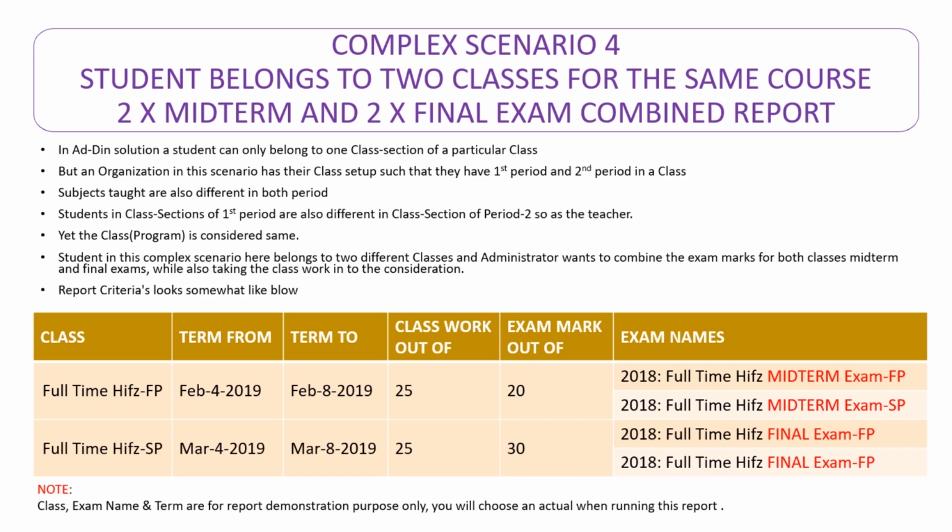where we have the two classes, full-time HIFS first period FP and full-time HIFS second period SP. And the terms are different for the first period and the second period, but in the first term we have two exams which are both the midterm exams, and the second one is the second period and the final exams for the second period. Now these are two different classes, yet we can still combine them and generate the progress report for the overall class. So let's see how we can do that here.